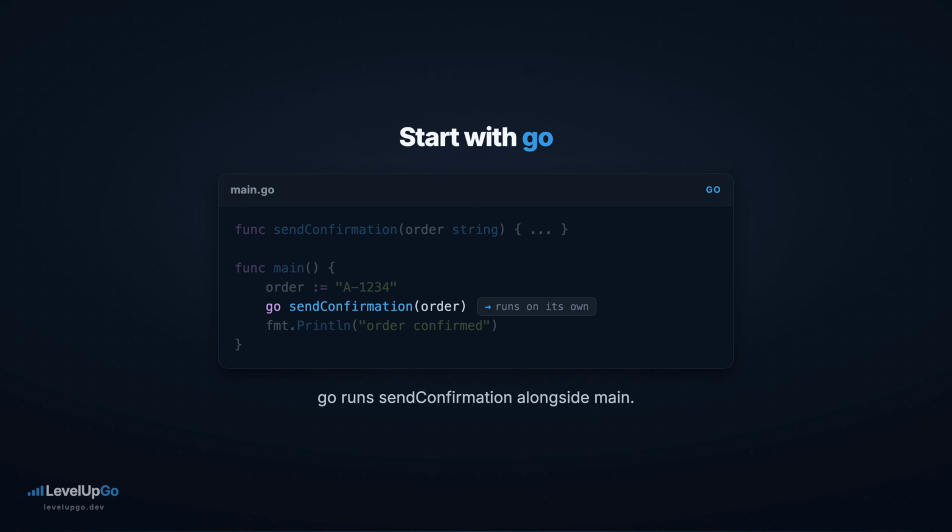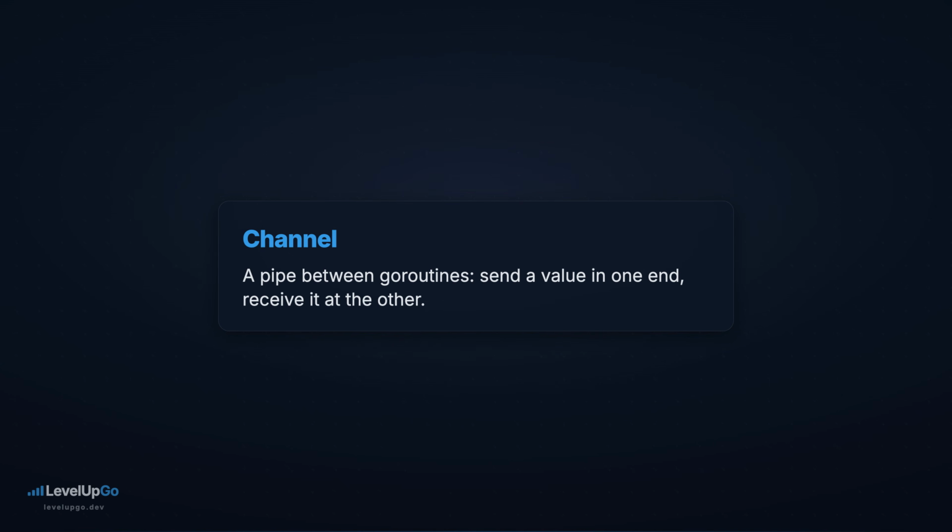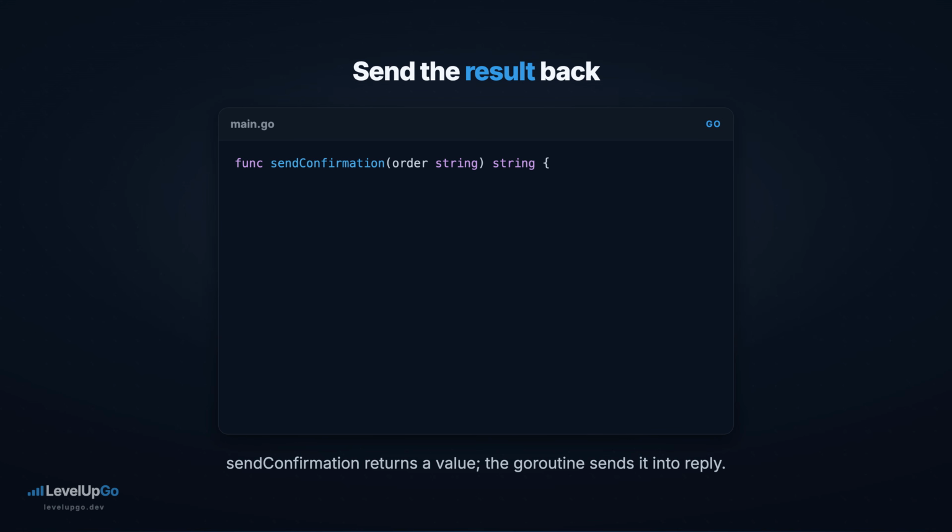But in this example there is a bug. The main function doesn't wait for sendConfirmation to finish, and to be able to hand the result back and wait for the result, you can use a channel. So you can think of a channel as a pipe between goroutines where you can share messages. So here is the same example again. We have the sendConfirmation, but this time we added a time.Sleep to demonstrate a slow network call. And then at the top of the main function we create our channel, because the go keyword only works on functions.